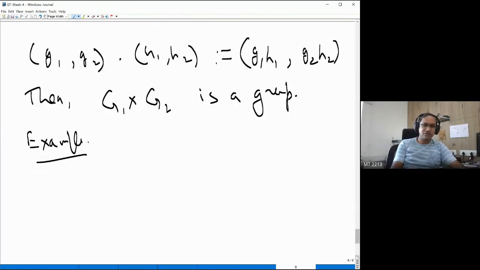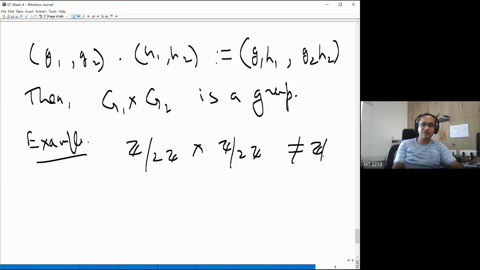Okay. So you can take, for example, Z mod 2Z cross Z mod 2Z, right? And you will see that this is not Z mod 4Z. You have to prove that these two groups are not isomorphic. They're not the same. Why? Can anyone say that? Tell me why this is not true.